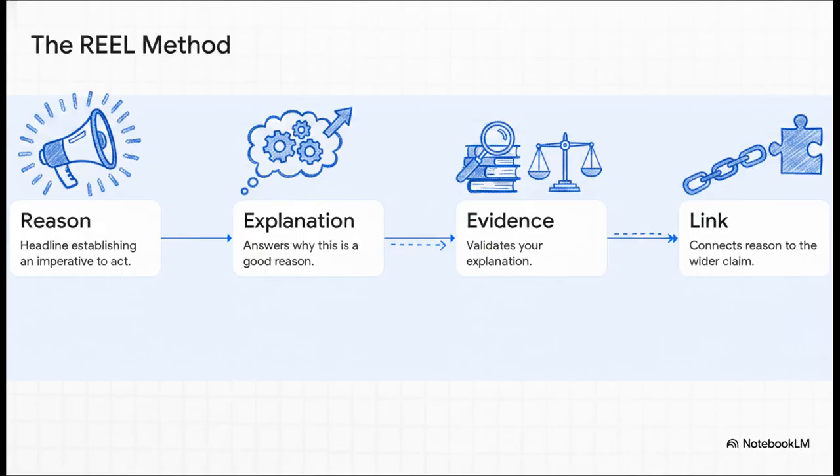REAL stands for reason, explanation, evidence, and link. You start with the reason. Think of this as a catchy, intuitive tagline that makes the listener instantly feel there's an imperative to act. Then you move to the explanation, where you answer why this reason is good. After that comes the evidence to validate your explanation. And finally, the link. This is where you explicitly connect this specific reason right back to your broader, overarching claim. You never ever want to leave it to the audience's imagination to figure out why your point matters.